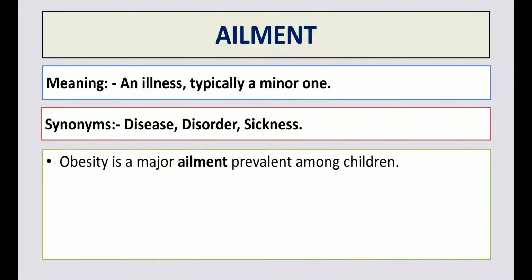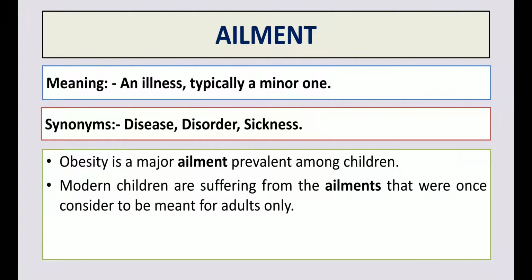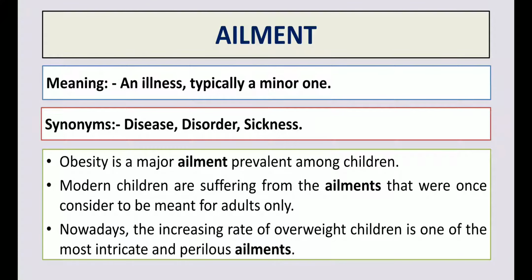The first example of ailment is: obesity is a major ailment prevalent among children. The second example is: modern children are suffering from ailments that were once considered to be meant for adults only. The last example of ailment is: nowadays the increasing rate of overweight children is one of the most intricate and perilous ailments.